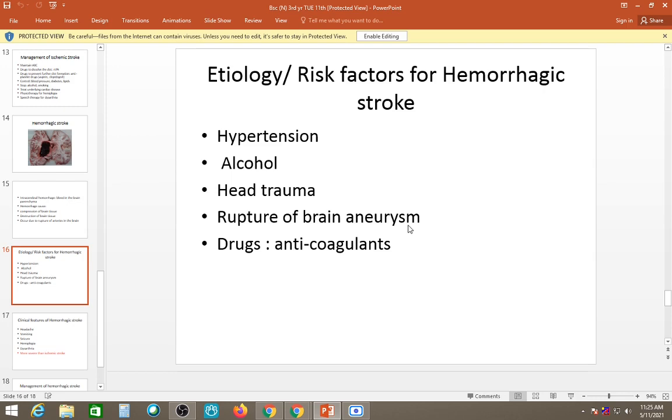Aneurysm is what? Aneurysm is a balloon-like outgrowth in the blood vessel. The blood vessel is usually linear, it's straight. But sometimes what happens, because of some genetic problem, the blood vessel is not regular, but it is having a balloon-like outgrowth.